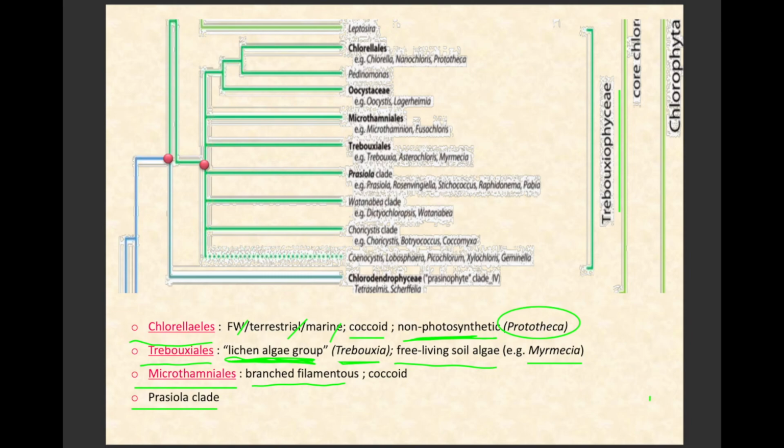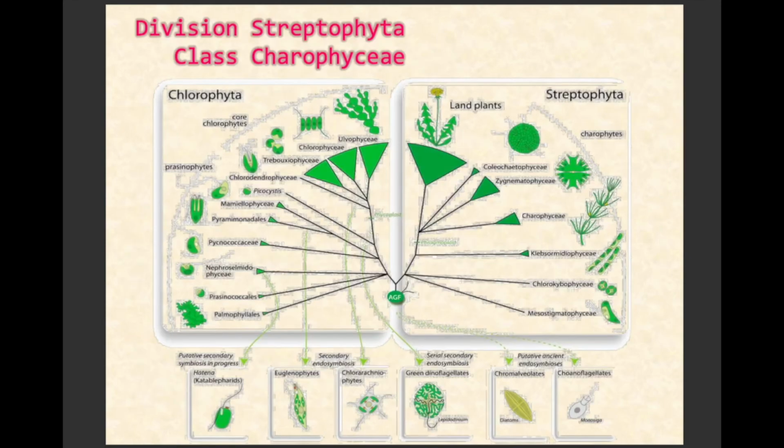Siguro key takeaway dito, Trebouxiophyceae, lichen algae group, Trebouxiales. Yun lang yung aalalahanin natin sa Trebouxiophyceae. Now, moving on with the next division, Streptophyta. Hindi natin babanggitin yung land plants, yung charophytes lang natin yung kailangang aralin. So this is the last portion of our class for today.